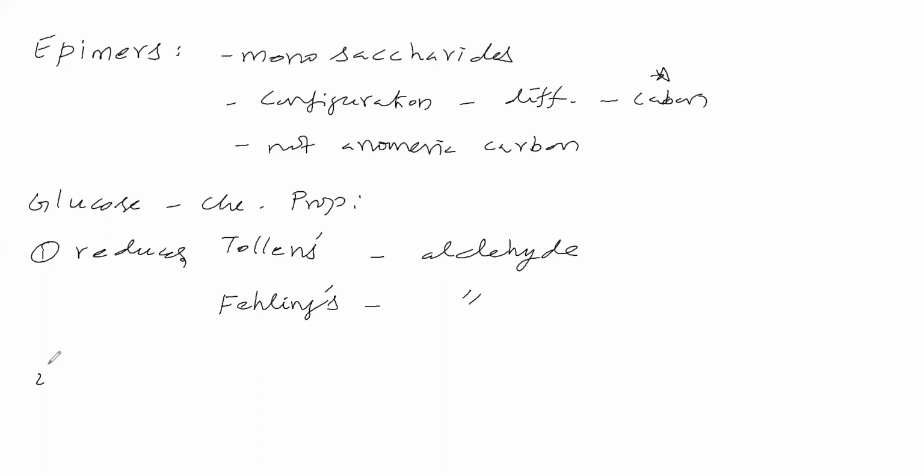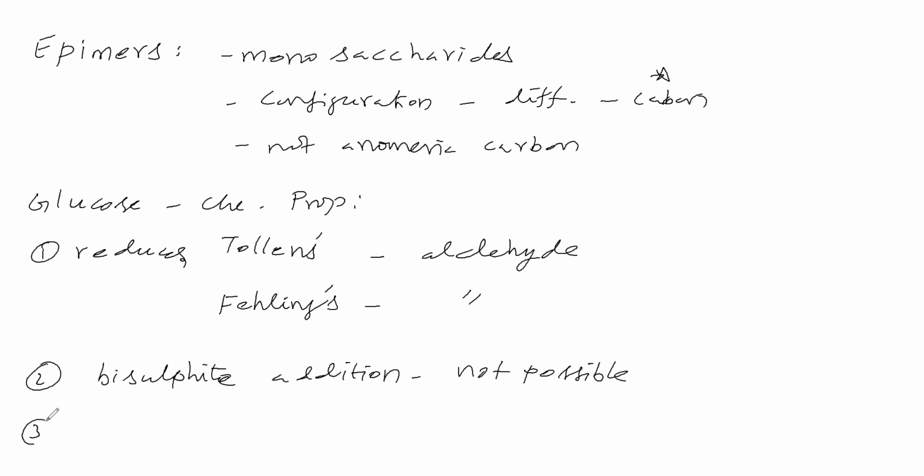Next, glucose does not give the test with bisulfite. Bisulfite addition is not possible for glucose. The next one is Schiff's test. Schiff's test is not possible for glucose. Now, the Tollens test, Fehling test, Schiff's test, and bisulfite addition, that is what we will see.